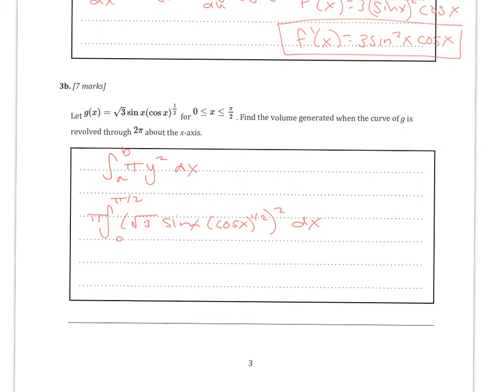So that's only true of multiplication and division. If it were addition and subtraction, we couldn't. But we can do that, so that becomes 0 to pi over 2. The square root of 3 squared is just 3. Sine of x squared is sine squared of x. And then cosine of x to the 1/2 squared is just cosine of x.